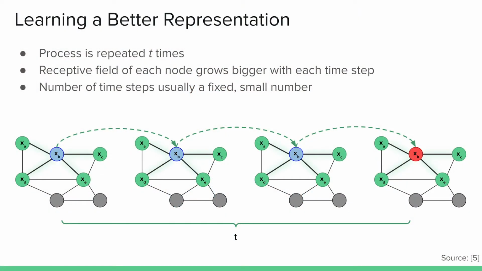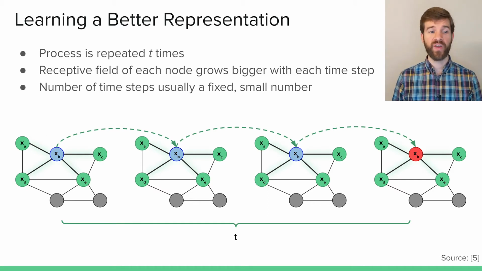What we can do now is, if we have such a transformation, we can actually repeat this process a couple of times, meaning that if you think about how we had multiple layers before, here we can also repeat this same transformation a couple of times, T times in this case, and with each update step our receptive field would grow bigger. Initially you can only see information from your neighbors, but in the next step you can already receive information from the neighbors of your neighbors. T is usually a fixed small number of time steps, and as you might have guessed, another hyperparameter that is up to us to optimize for.